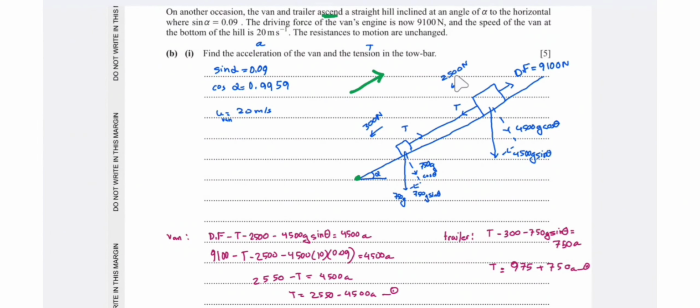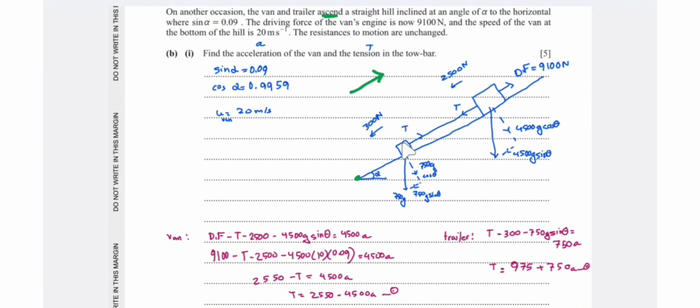So 2500 Newton for the van and 300 Newton for the trailer, and since the system is moving upward, the resistive force is acting downward. Now the resistive force is unchanged. Find the acceleration of the van and the tension in the tow bar. So what would be the tension?